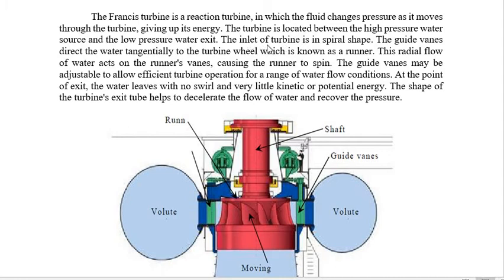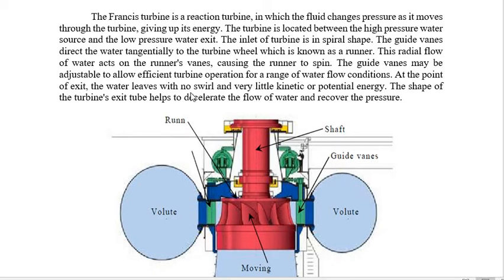The inlet of the turbine is a spiral shape. You can see here it is a spiral shape. Then the guide vanes direct the water tangentially to the turbine wheel, which is known as a runner. This radial flow water acts on the runner vanes, causing the runner to spin. This is the radial flow direction. At the inlet, the guide vanes may be adjustable to allow efficient turbine operation for a range of water flow conditions. So we can see there is a guide vane, which can be rotated in a direction to make a suitable flow of water while striking the runner blades.